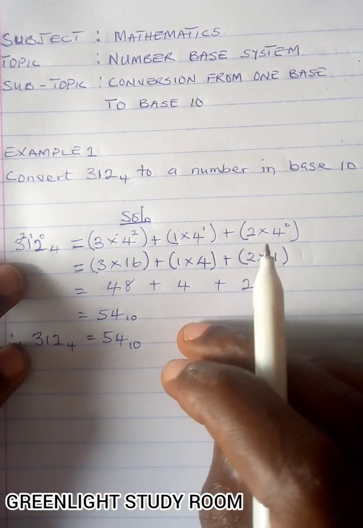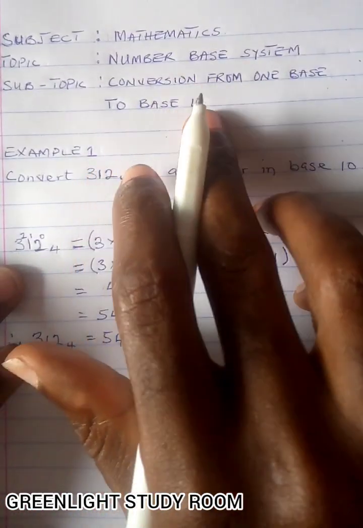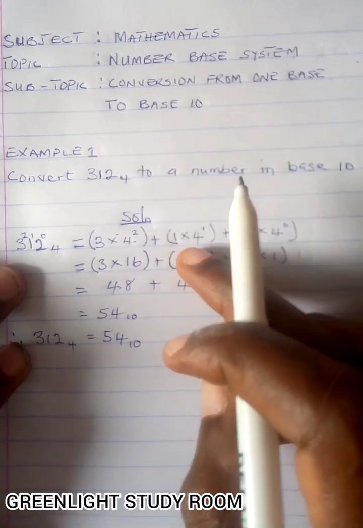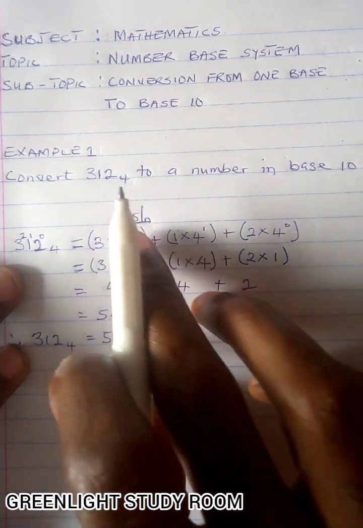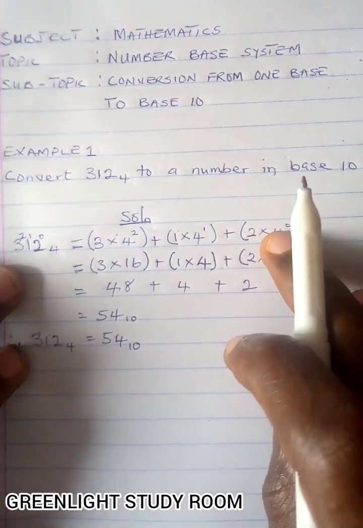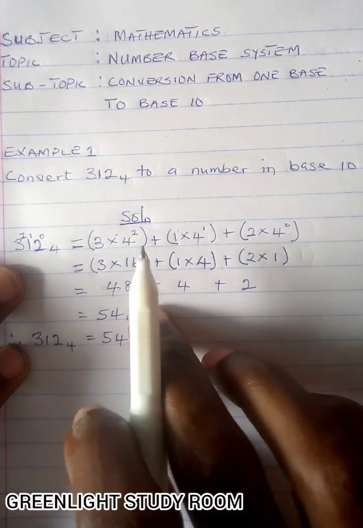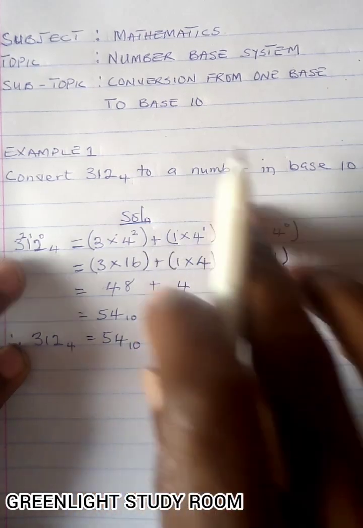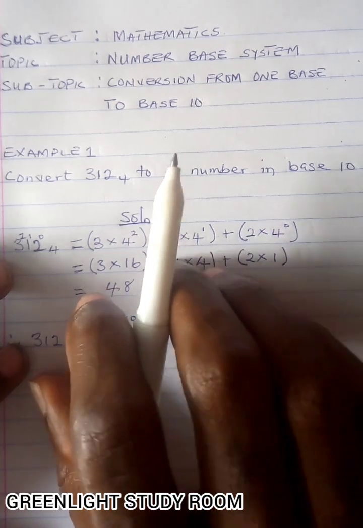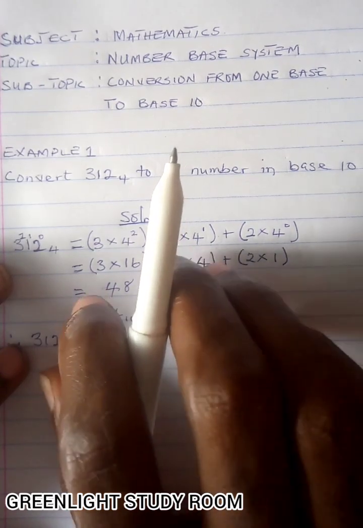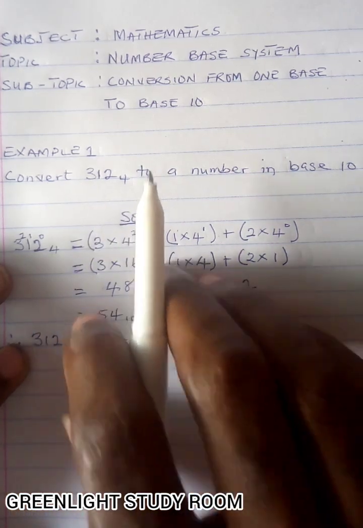So please do not forget, when converting numbers from other bases to base 10, you expand. After expanding, you simplify. Then when you simplify, you will get the final answer. So this is how to do it. I believe that is simple and you can convert any number at all from other bases to base 10.